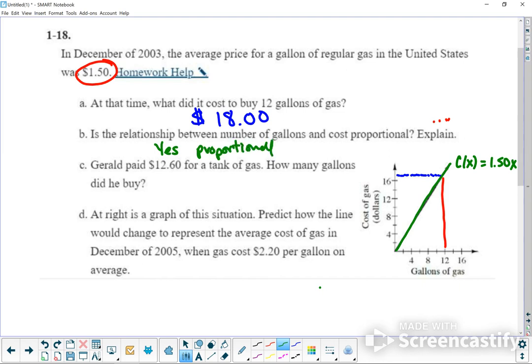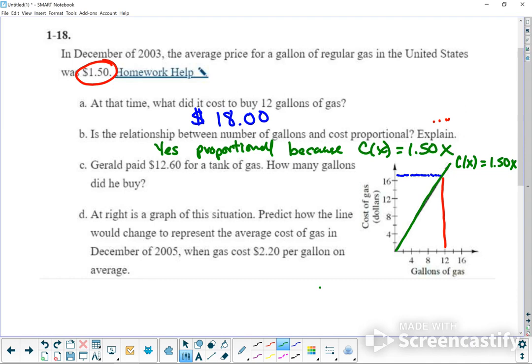Again, write your own sentence. I mean, I'm just quickly writing it down so you get the idea. Yes, the relationship between the number of gallons of gas and the cost is proportional because there's a relationship. The relationship is C of x, or cost for every gallon of gas, is $1.50 for every gallon of gas.